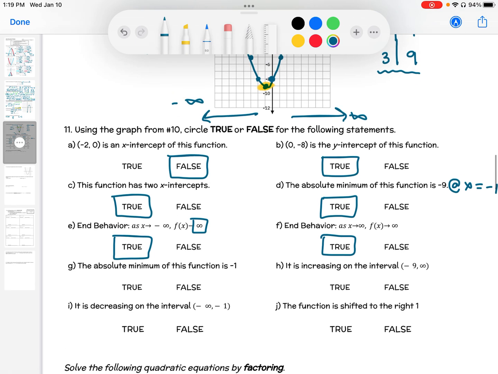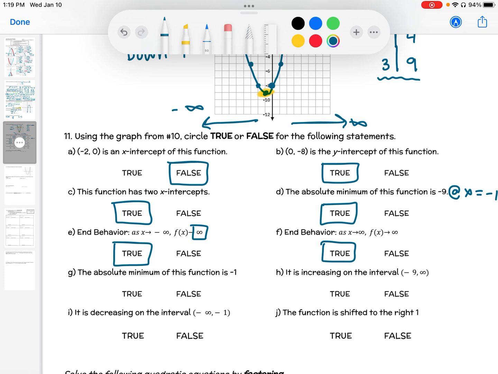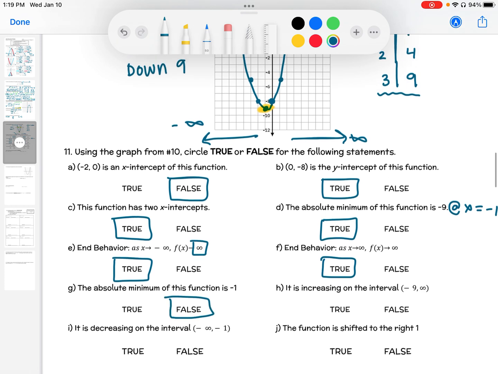The absolute minimum of this function is negative 1. So we know this is false because we already touched base with that on D, but we always talk about our absolute minimum being our y value. So negative 1 would be the x value of the vertex, so that would not work.